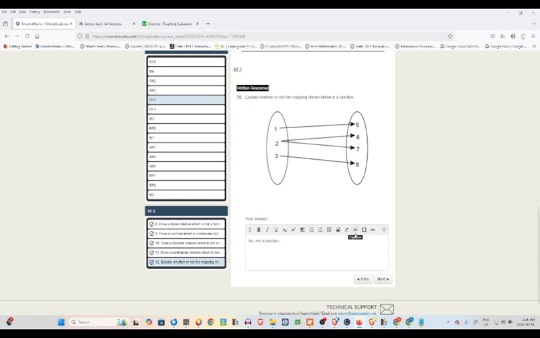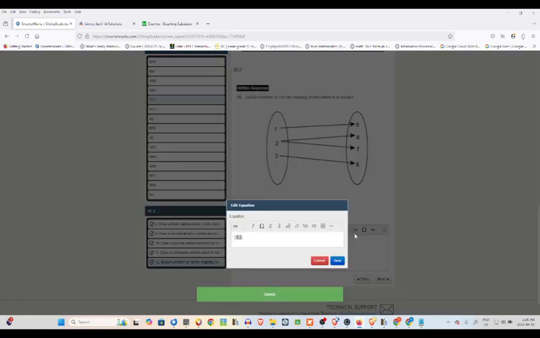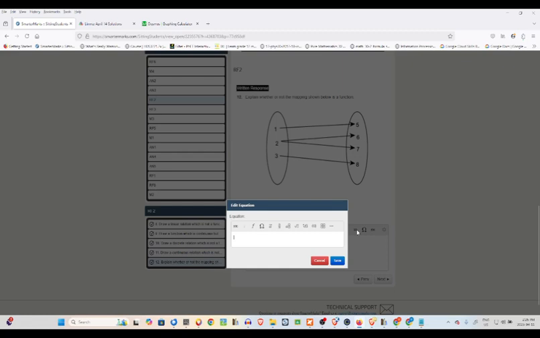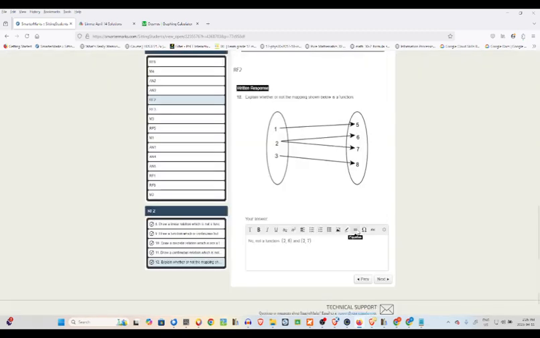because 2, 6 and 2, 7 fail the vertical line test. A vertical line at x equals 2 would hit both of them. That is not permitted. So because the function fails the vertical line test at one point, it fails it at all points.